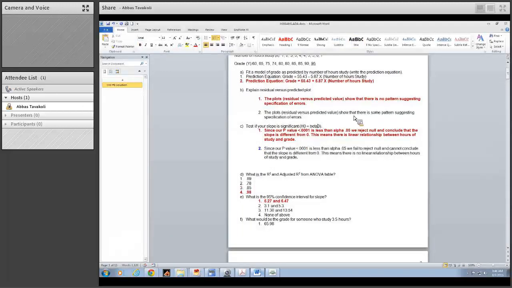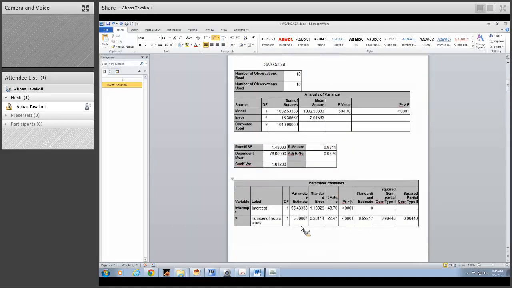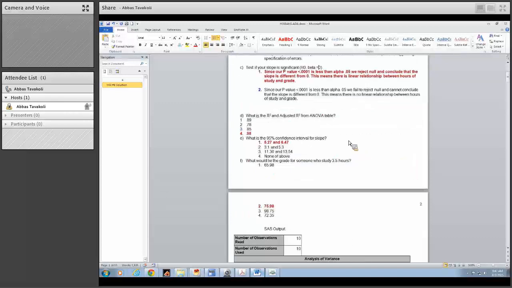And I asked you to test whether your slope is significant. Your null is basically beta equal to 0. If you look at the p-value for number of hours, that's your slope. The p-value is less than 0.001. So you would say, since our p-value is less than 0.001, less than alpha 0.05, we reject the null and conclude that the slope is different from 0. This means there is a linear relationship between hours of study and grade. So that's the correct answer.